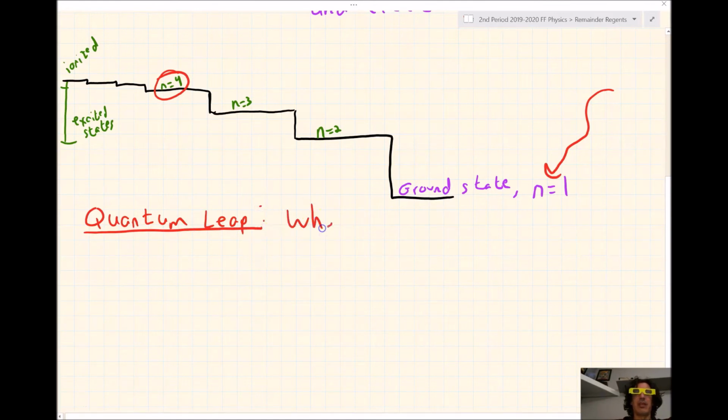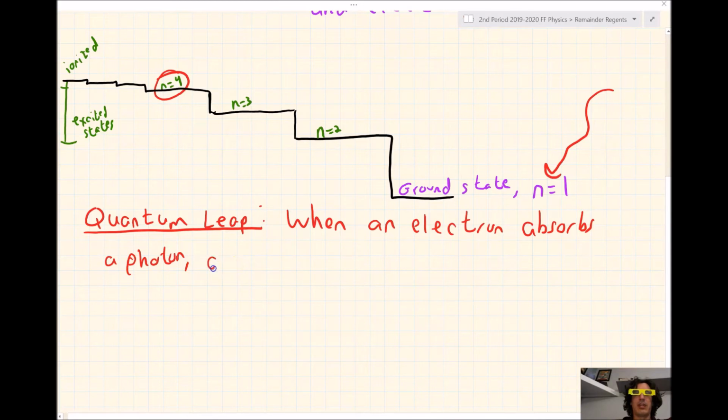So we'll say when an electron absorbs a photon, it disappears out of existence, and then reappears at a new energy level.